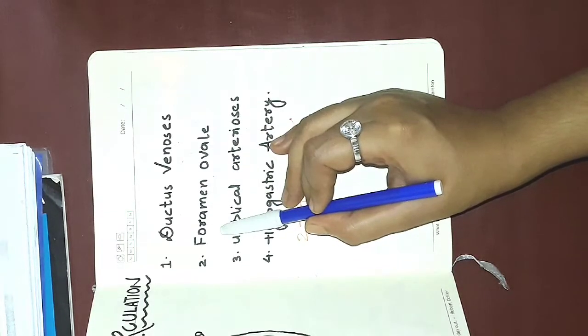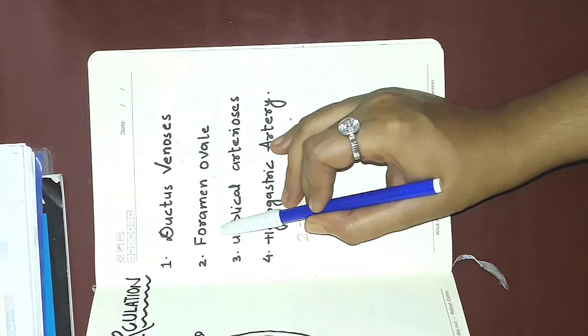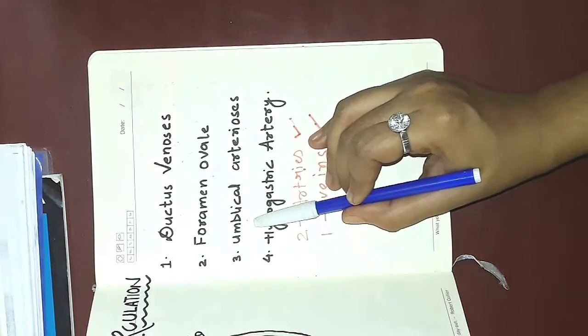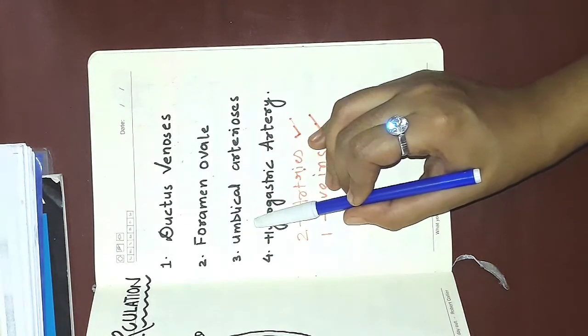Next one is foramen ovale. The hole between the right atrium and left atrium is called as foramen ovale. The next one is umbilical arteriosus. We all know.